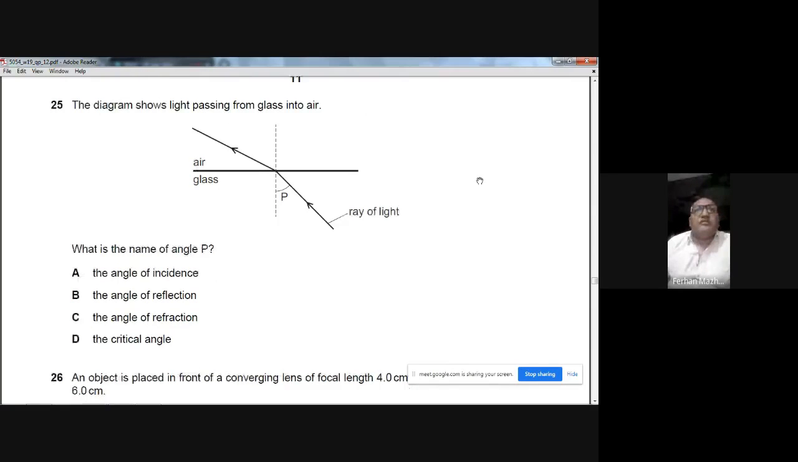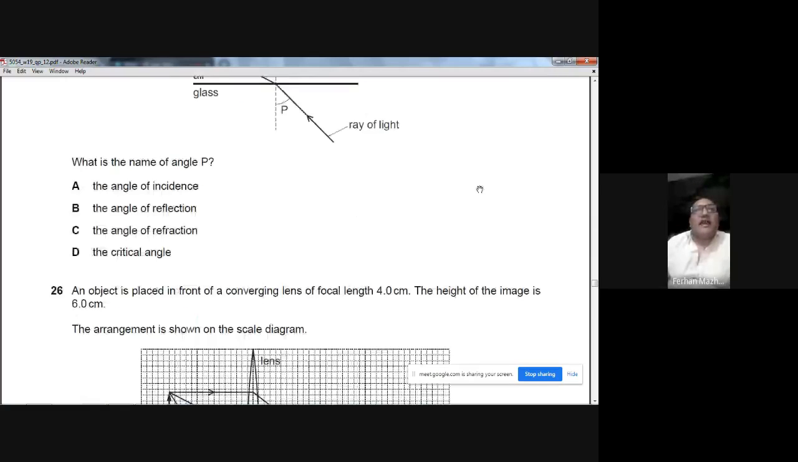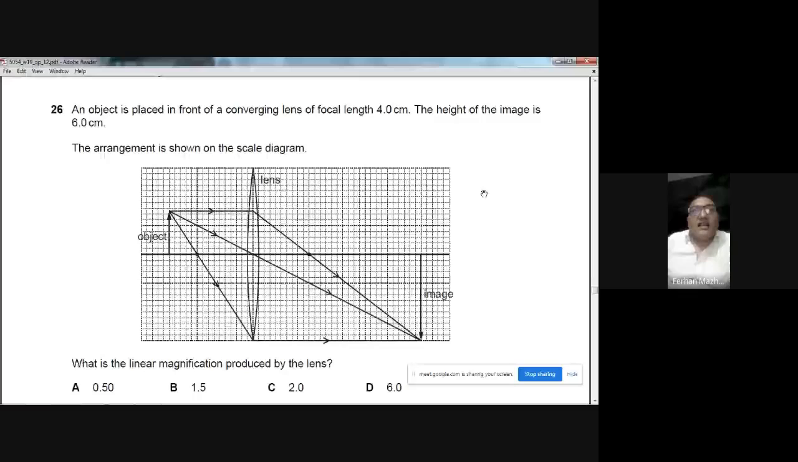Question number 26. An object is placed in front of a converging lens of focal length 4 centimeter. The height of the image is 6 centimeter. The arrangement is shown on the scale diagram. What is the linear magnification produced by the lens? You see, the height of the image is 6.